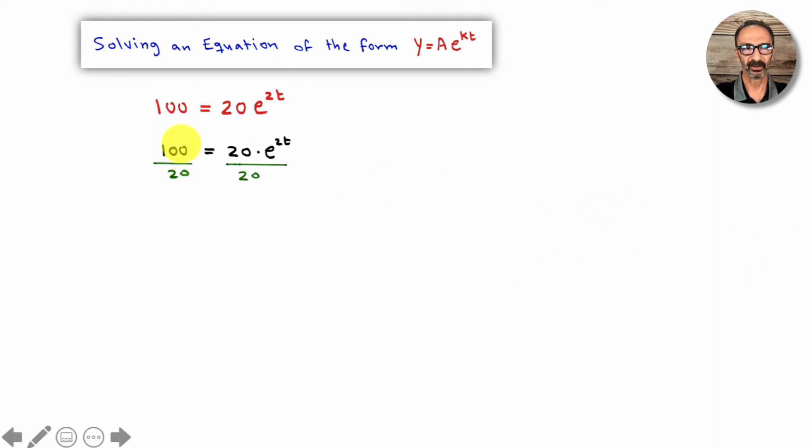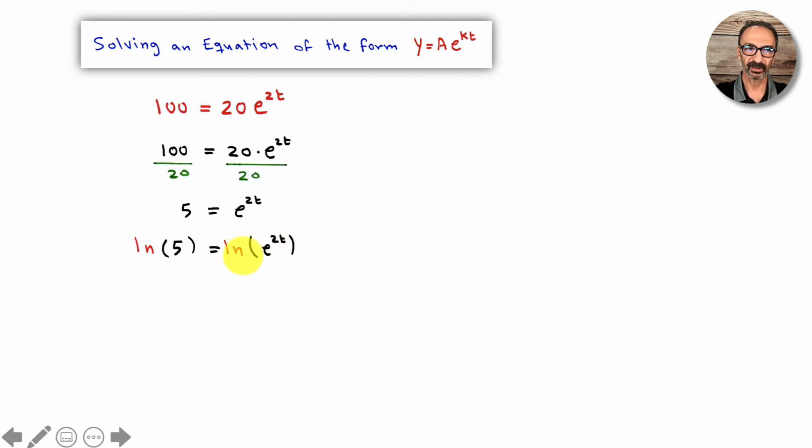This is an example, which is 100 equals 20 e to the power 2t. I'm going to divide both sides by 20 to clean this side and have the exponential by itself. Now, since I have e to the power 2t by itself, I'm going to apply ln to both sides. Why is that? Because ln, or natural log, and the exponential function with base e are inverses of each other. They're going to cancel. That's one way to say it.